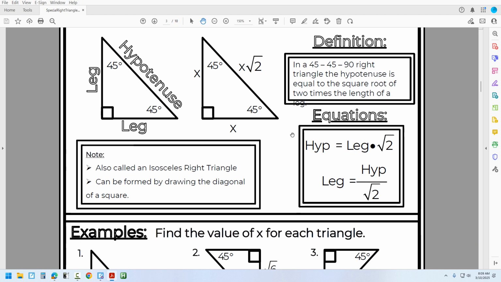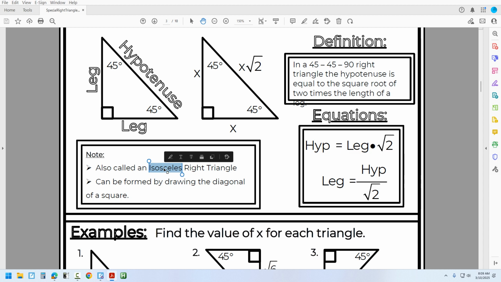Okay, on the left side, just a couple facts about these kinds of triangles. These triangles are called isosceles. Okay, the isosceles means you have a triangle with two sides that are the same length. So you want to fill in the word isosceles.